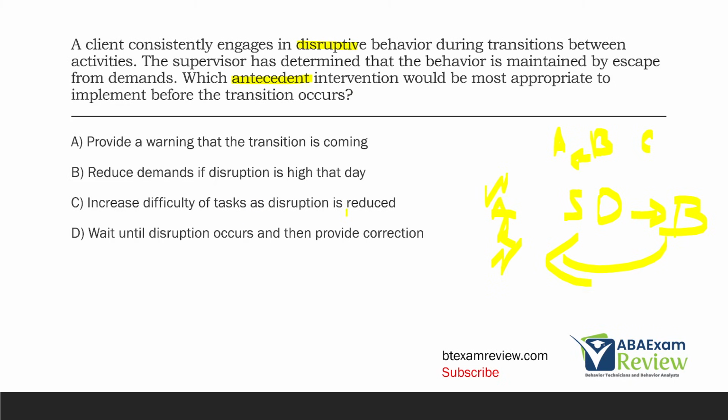Again, we're reacting to which way that disruption is going. This way disruption is going up, we're changing what we're doing. This way disruption is going down, we're changing what we're doing. D, wait until disruption occurs and then provide correction. Once again, we're waiting for the behavior to happen before we do anything.